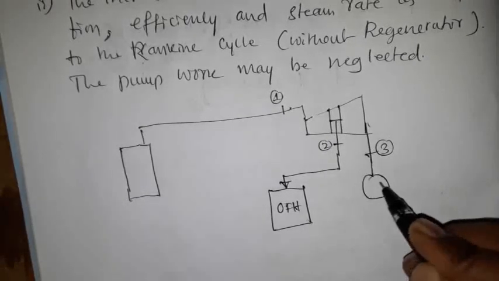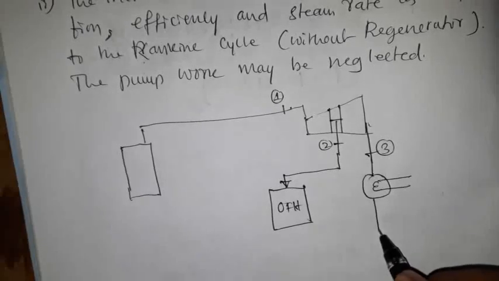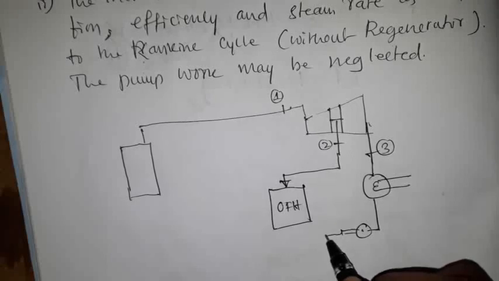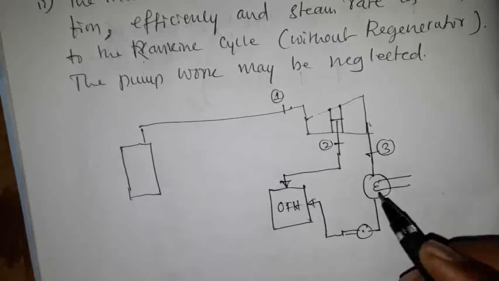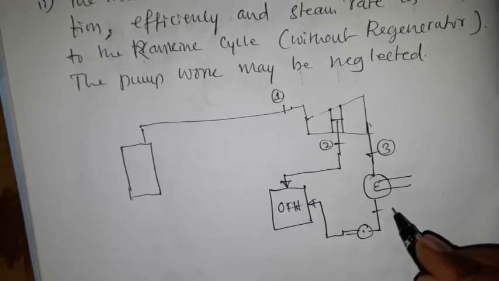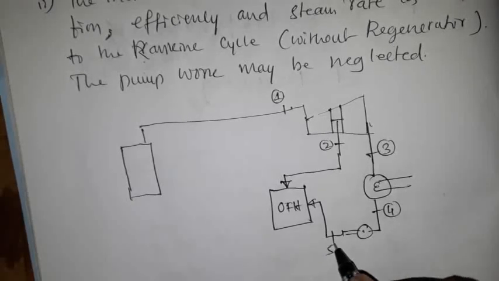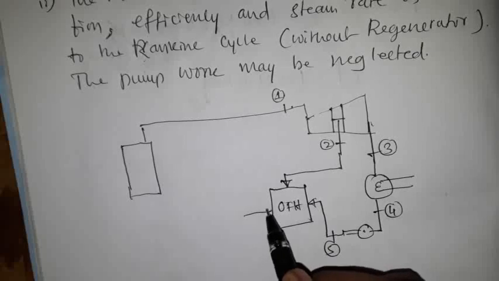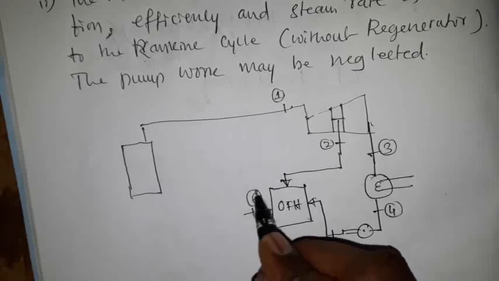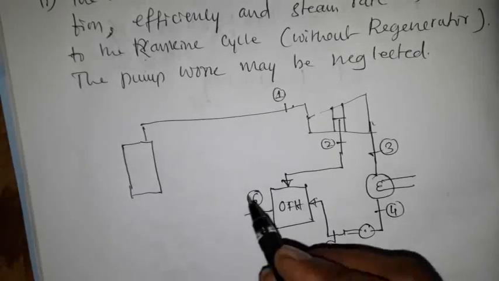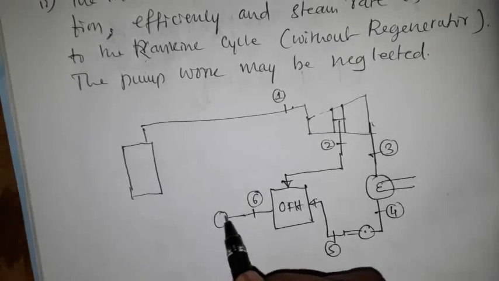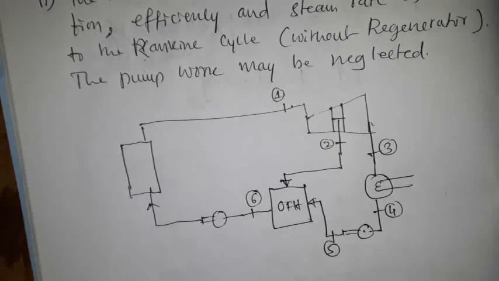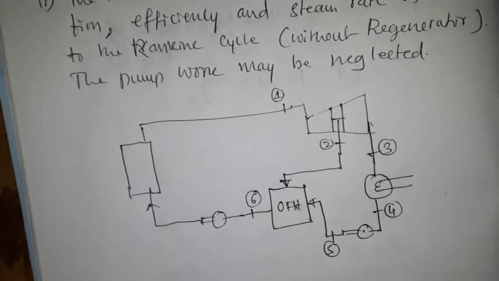So from 3 onwards it enters the condenser. From the condenser it enters a pump. The pump pumps the condensate against the pressure inside the open feed water heater. This is state 4, this is state 5. In the feed water heater both get mixed and the condensate comes out at state 6. From here it enters a pump. So this is the schematic diagram for the open feed water heater.